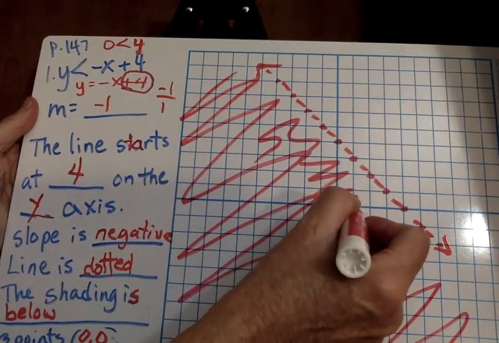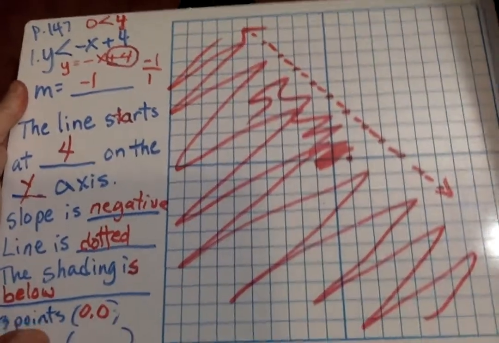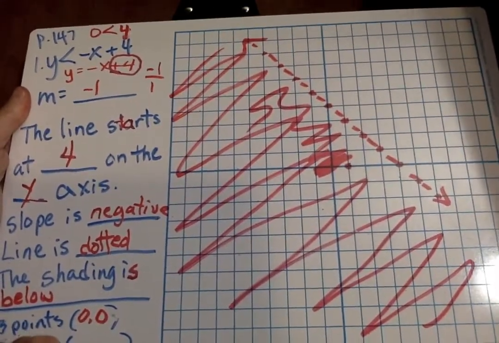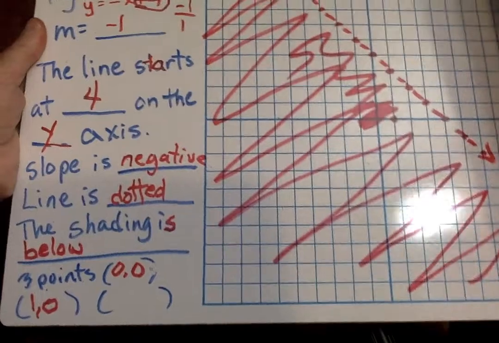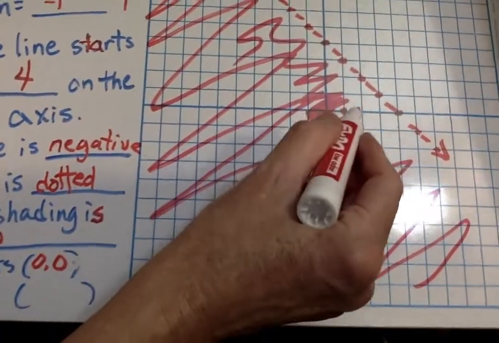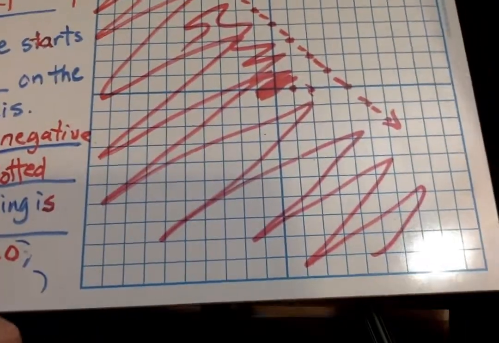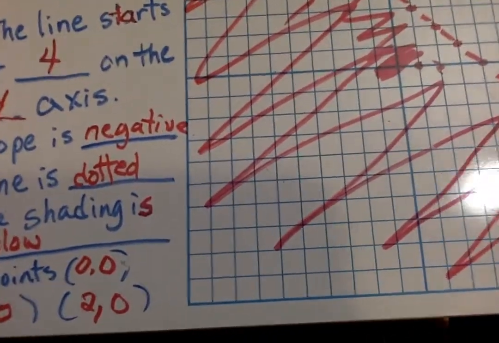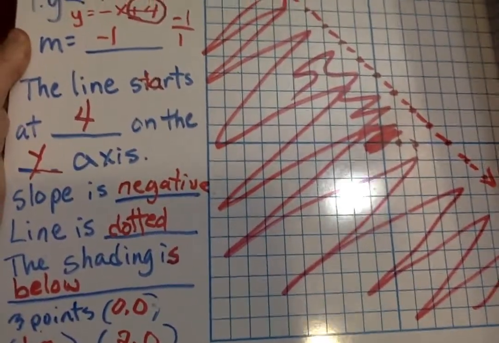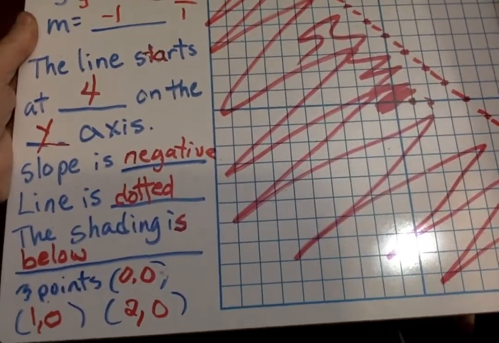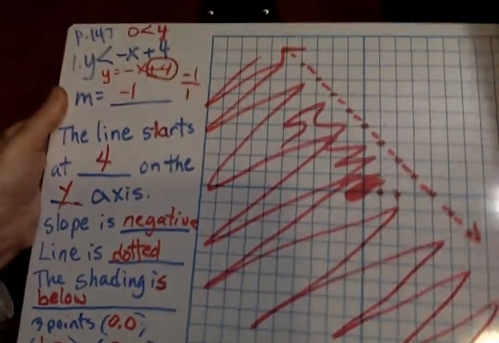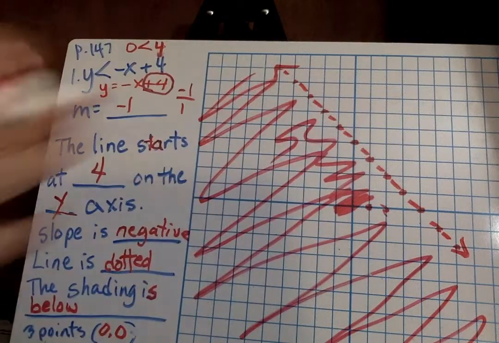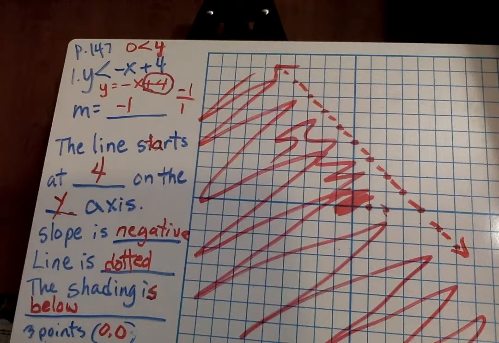We also have a shading at 1, 0. So I'm going to put 1, 0. Can you see that okay? And then I need one more point. I can select 2, 0 right there. So there we have our 3 points. Hopefully you can see that okay. We have our shading, we have our dotted line, and we're done with number 1.